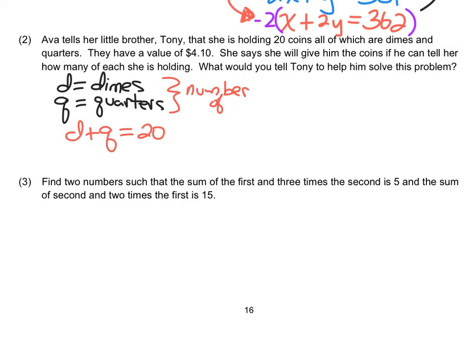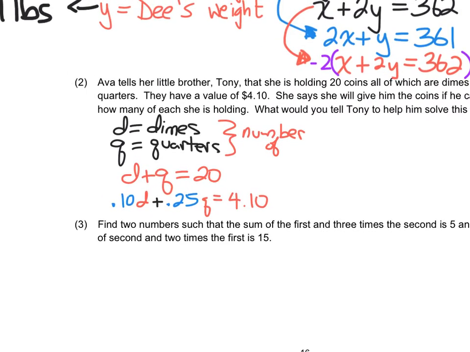All right, and so in terms of value, I know each dime is worth 10 cents, so 0.10 times D plus 0.25 times Q is, so that'd be equal to, what was that, $4.10 is what they say. All right, so I just need to multiply, looks like the first equation by negative 0.10.